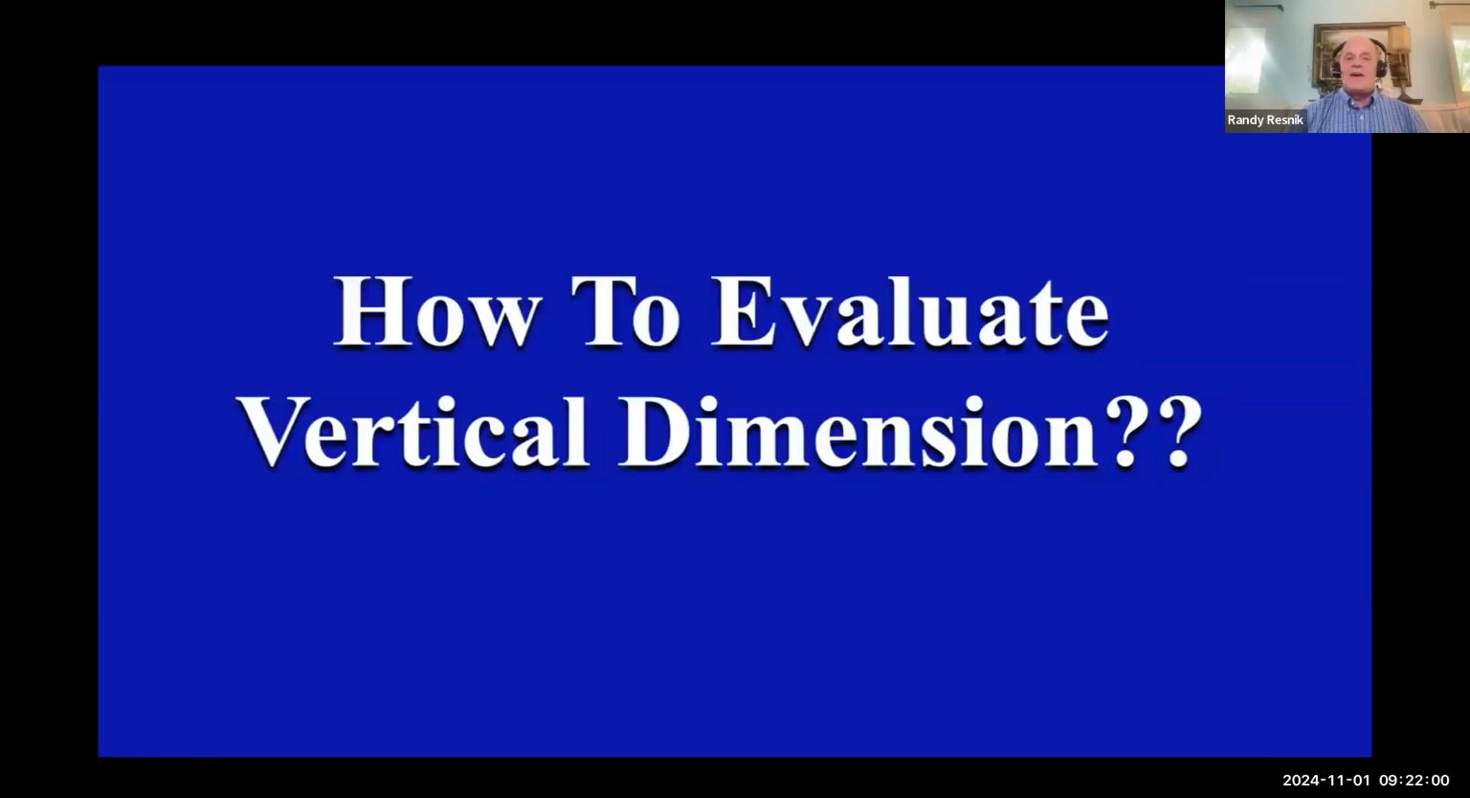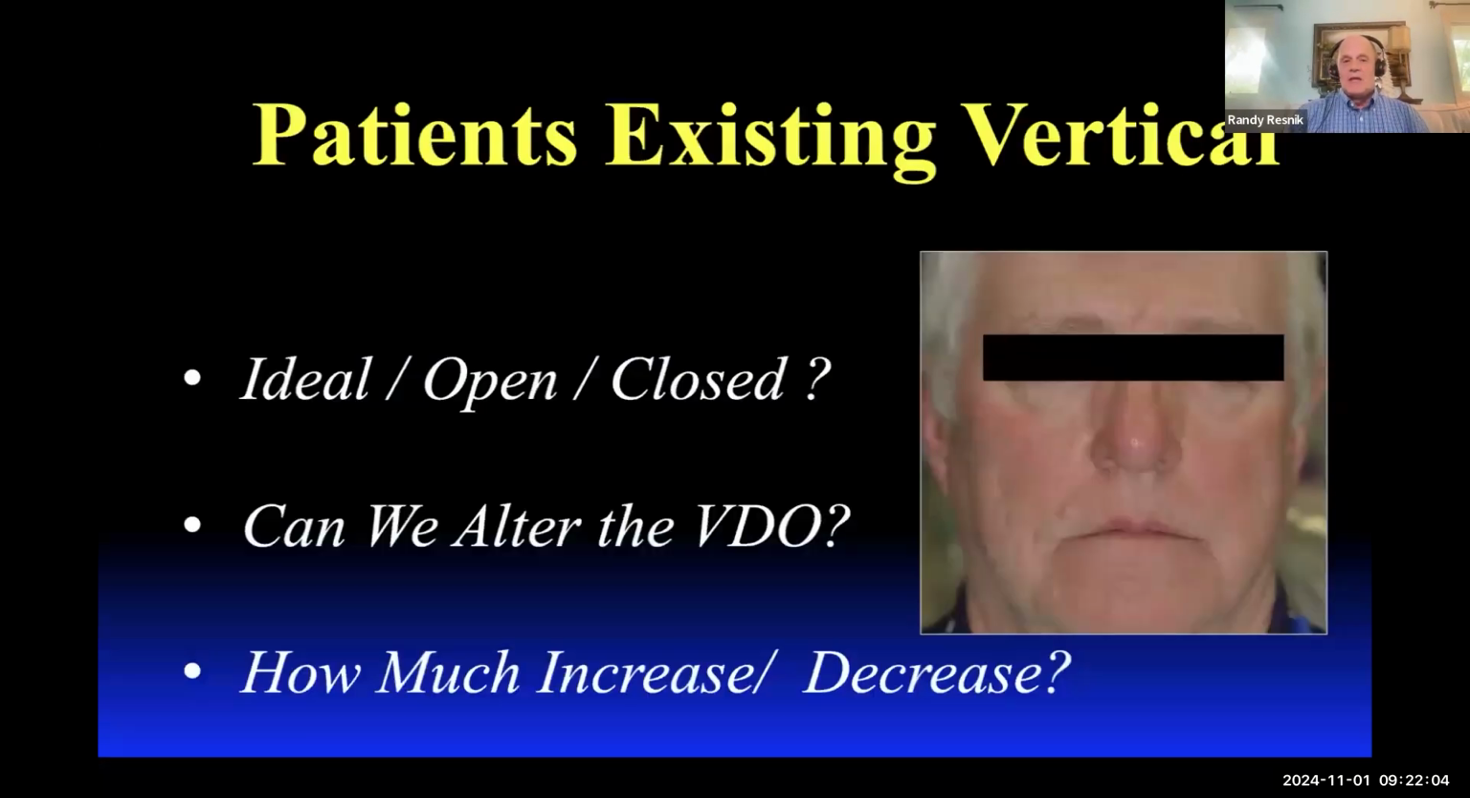So how do we evaluate vertical dimension? What's the best way to evaluate it? First thing is we look at the patient and we evaluate the patient clinically. Is their vertical dimension ideal? Does it need to be open or closed? Then another question, if it does, can we alter it? And then if we do alter it, how much do we alter it, whether increasing it or decreasing it? So these are all questions that we have to look at.